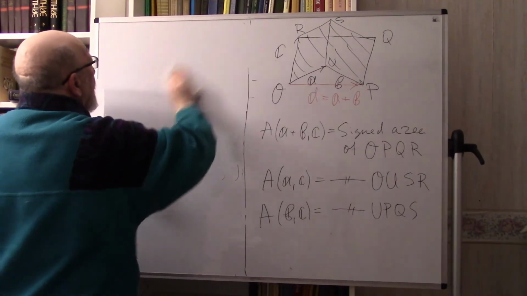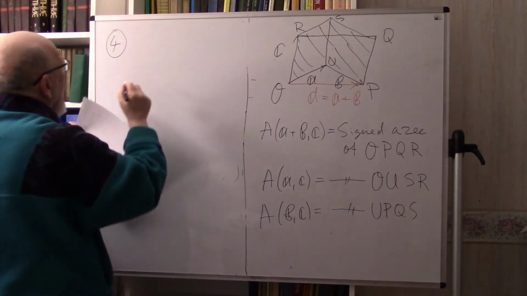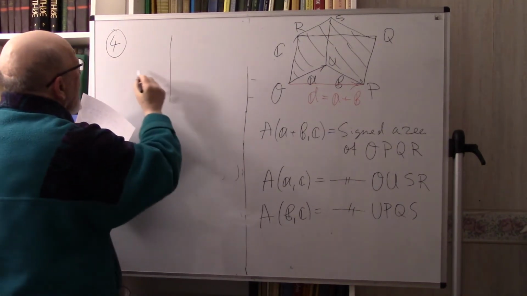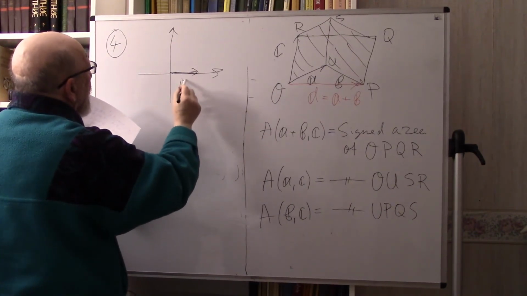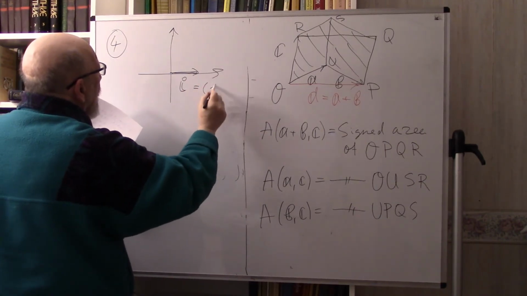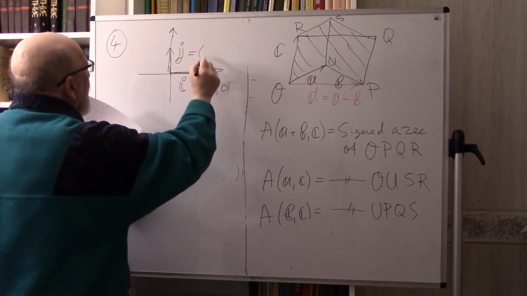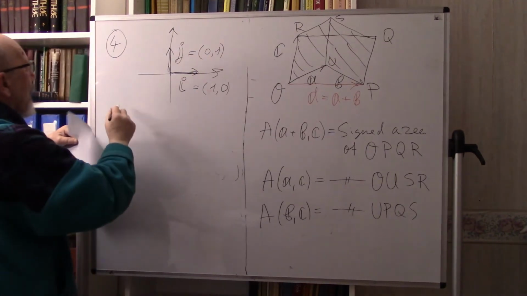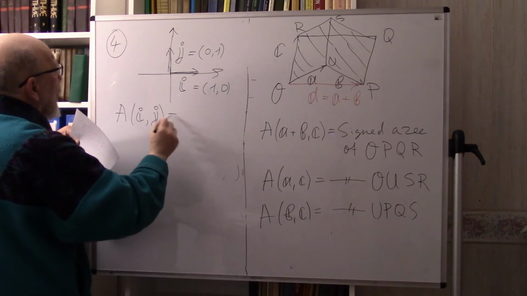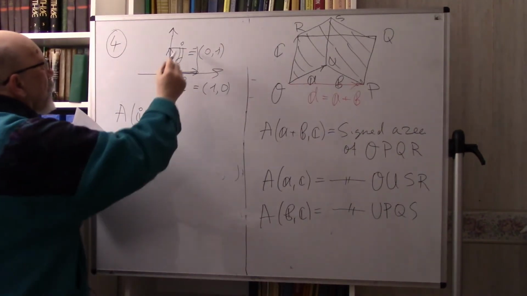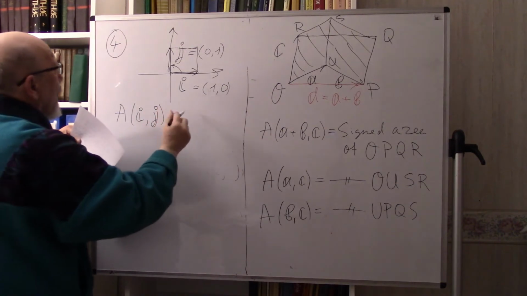Let us look. Suppose we have two vectors. Yes, I did not write the fourth property of signed area. So consider two basic vectors: vector i equals (1, 0), and vector j equals (0, 1). So the signed area of ij: we have to consider the area of this unit square, and i, j form a right pair. So it is 1.